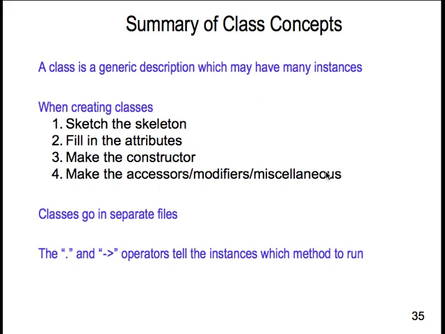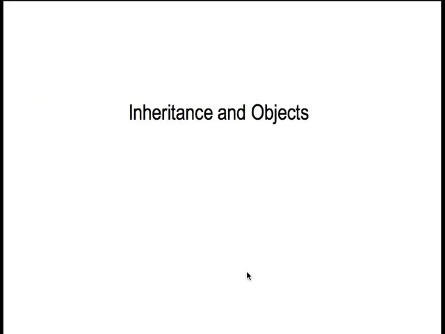And then we have the dot, and the minus sign and arrow operators, to tell us that we want to run an instance. From the instance of each one of the classes that we've created an object of, we want to run a method or set an attribute that's associated with it.